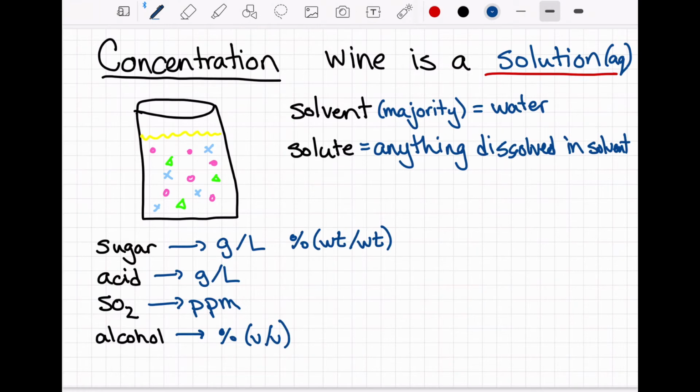Okay, so most of these, the top 3, sugar, acids, and sulfur dioxide, are based on a weight per volume, or a mass per volume measurement, whereas alcohol is a volume per volume measurement. Well, and sugar, we could talk about it in a weight per weight, but because it's water and the weight and the volume of water have a special relationship, it's the same. It's essentially the same thing.